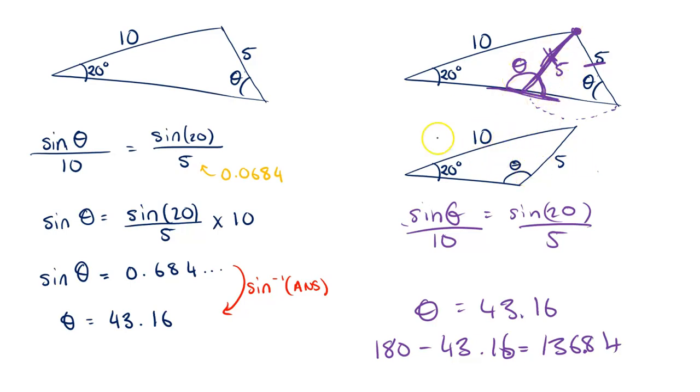Now, in order to spot this type of question, your examiner should make it pretty clear. So they might tell you theta is obtuse, or they might tell you that this value here, 10, is actually the longest side. You can see here in the original problem, this side would have been the longest side. And then in our problem, this side is the longest side. So if you have that 10 as being the longest side, it means that the angle opposite is the biggest angle.